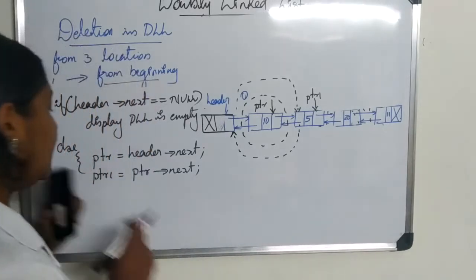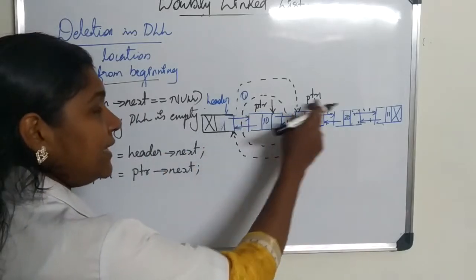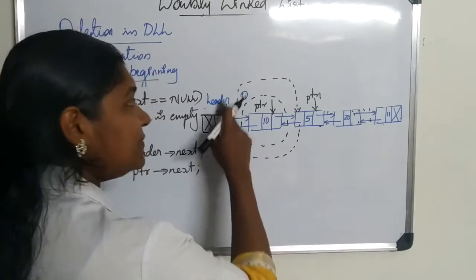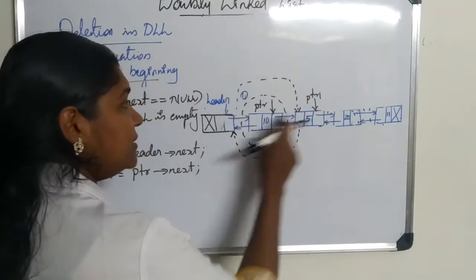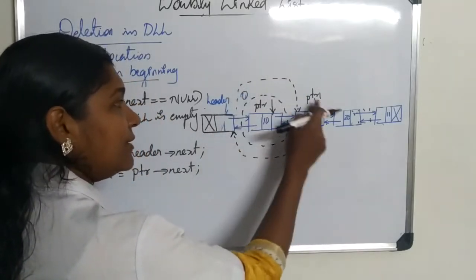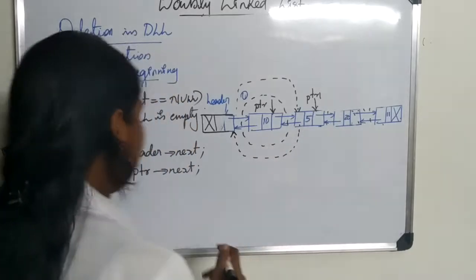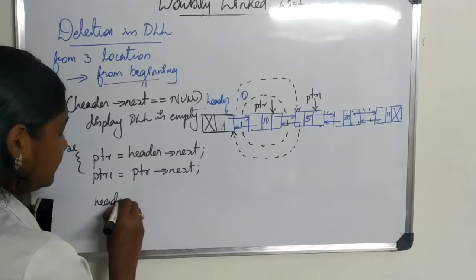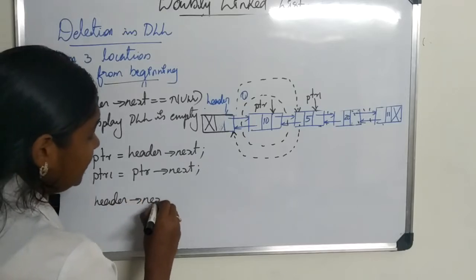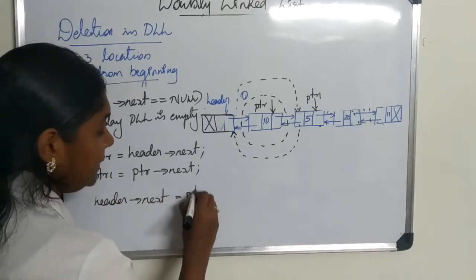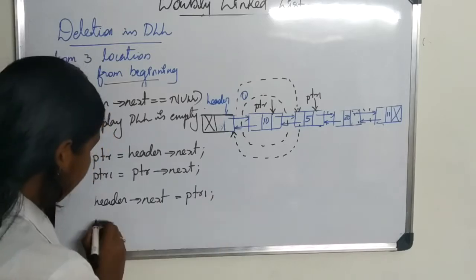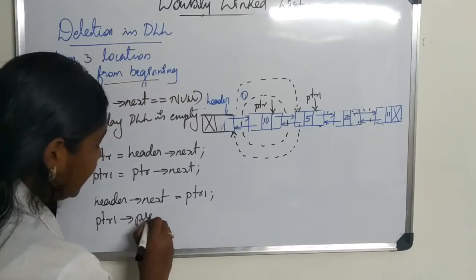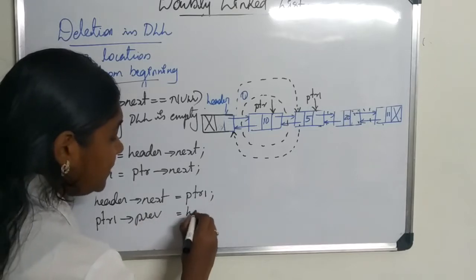Right now we have provided PTR and PTR1 to these two nodes. The remaining thing is that we need to rearrange the link part of the header and the previous link of PTR1. So let's do it. Header.next is equal to PTR1. Then PTR1.previous is equal to header.